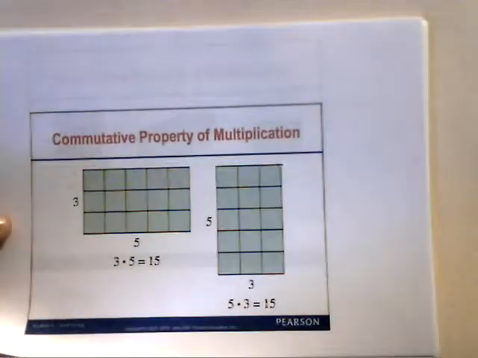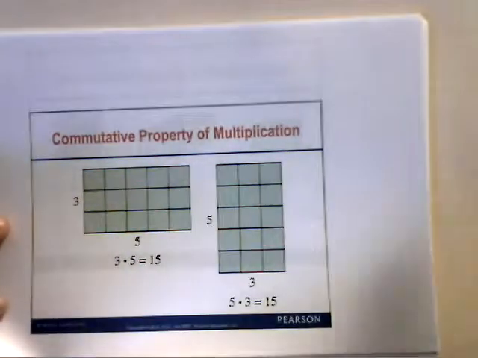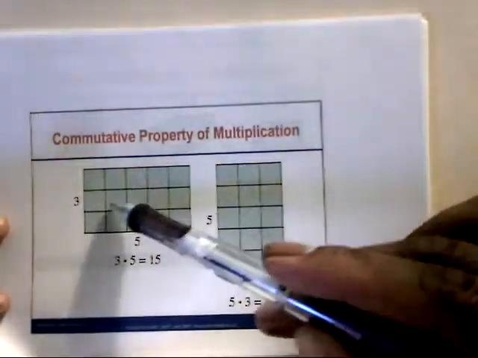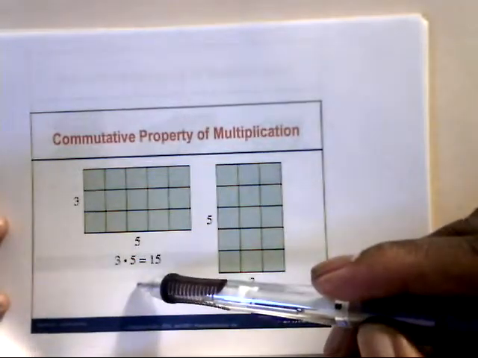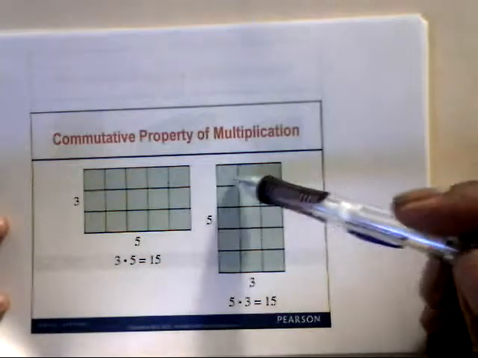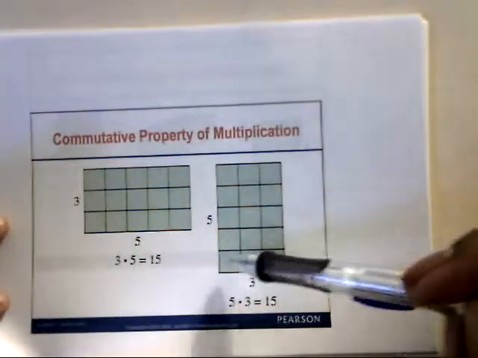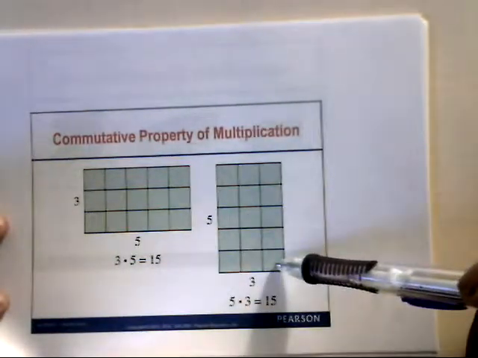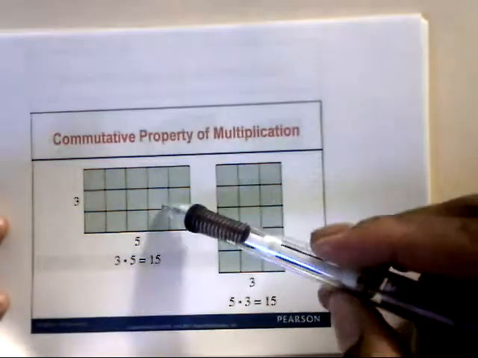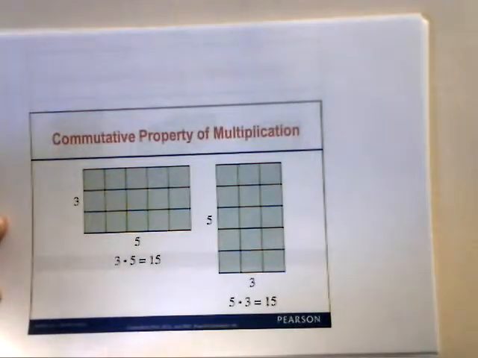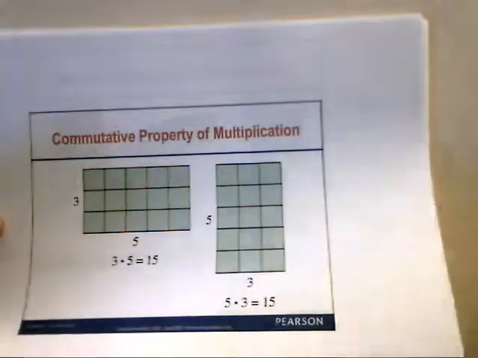Okay, now this is an illustration of the commutative property of multiplication. We got 3 rows. Each row has 5 boxes. That's 3 times 5, which is 15. This one has 5 rows. Each row has 3 boxes. 5 times 3 also gives you 15. So this is just an illustration of how the order does not matter when you're dealing with the commutative property of multiplication.